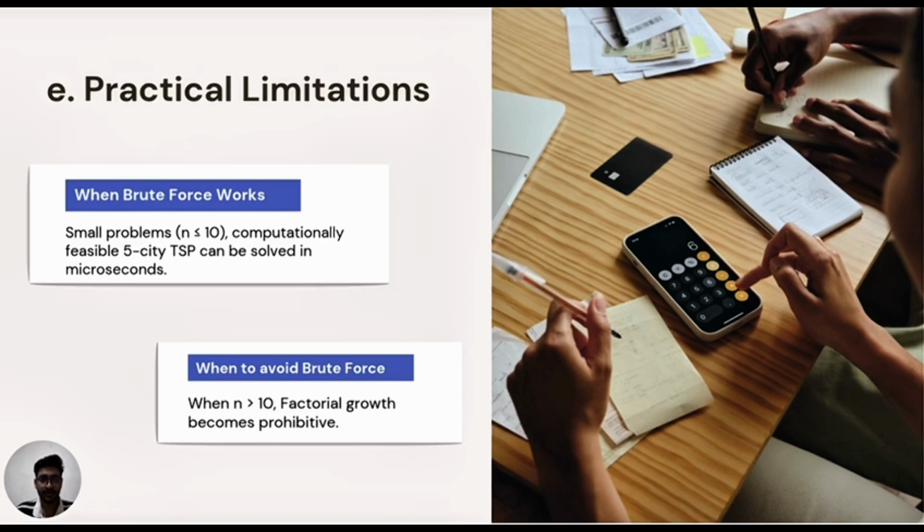When brute force works: it works when small problems, n is equal to or smaller than 10. Computationally feasible, a 5-city TSP can be solved in microseconds. When to avoid brute force? When n is more than 10 and the factorial growth becomes prohibitive.